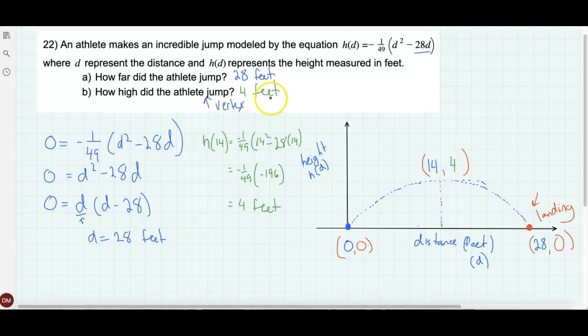All right, so how far did he jump? How high did he jump? 4 feet. How far? 28 feet. All right, that's it for that one.